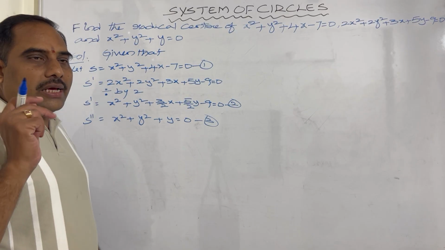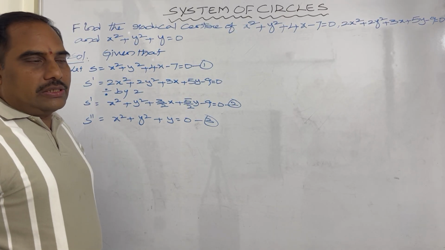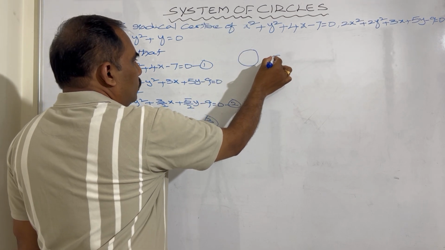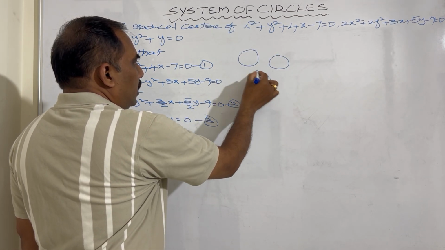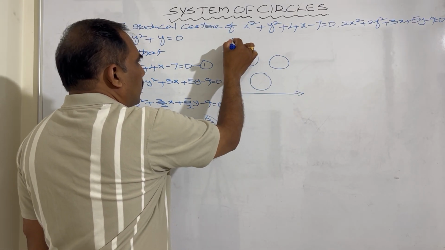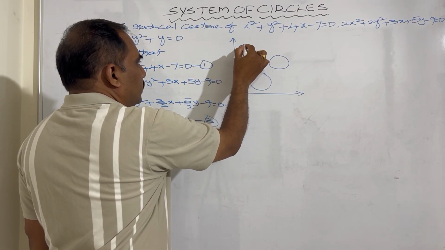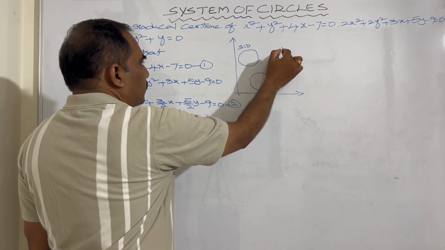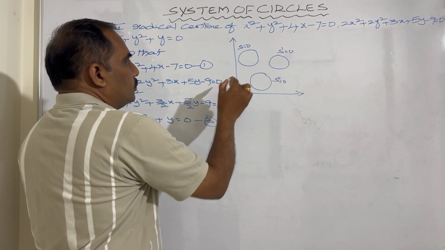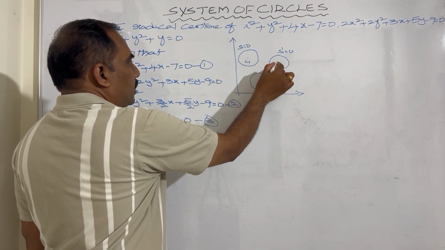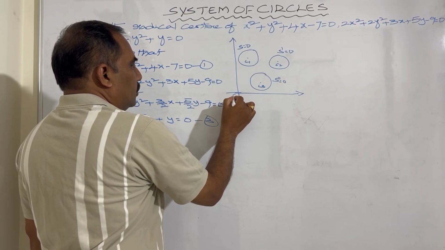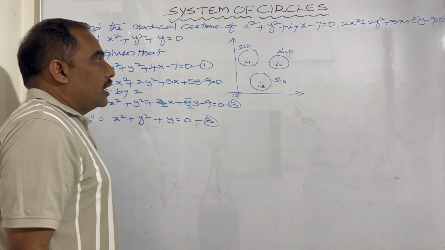So what is the radical center? Suppose 3 circles are there whose centers are non-collinear, like these 3 circles. This is S is equal to 0, here S dash is equal to 0, and this is S double dash is equal to 0. Here the centers are non-collinear, C1, C2, C3 are their centers. Then how do we find the radical center?